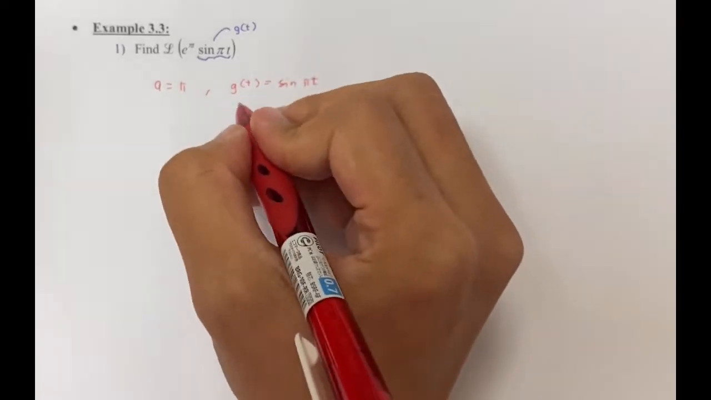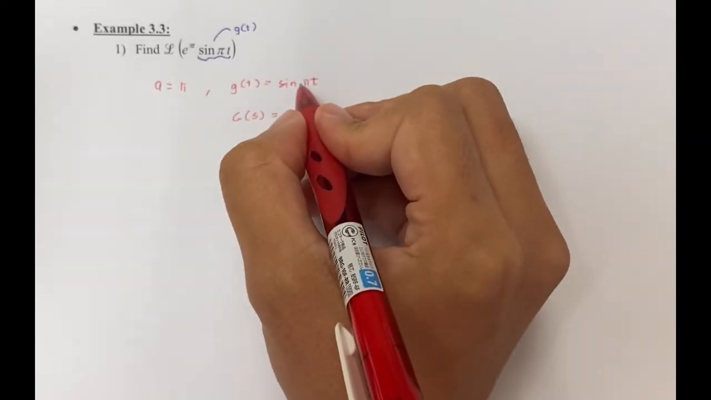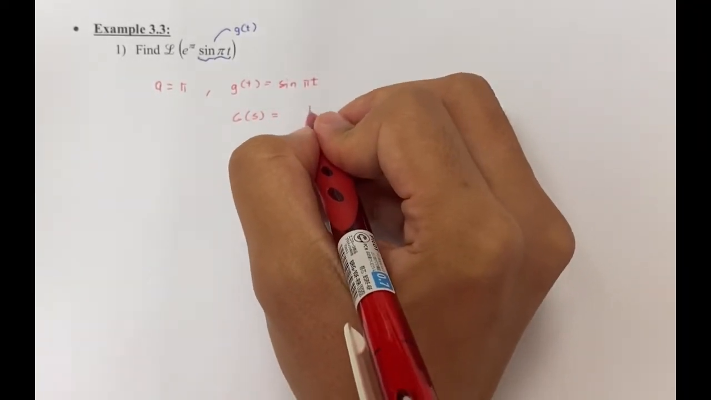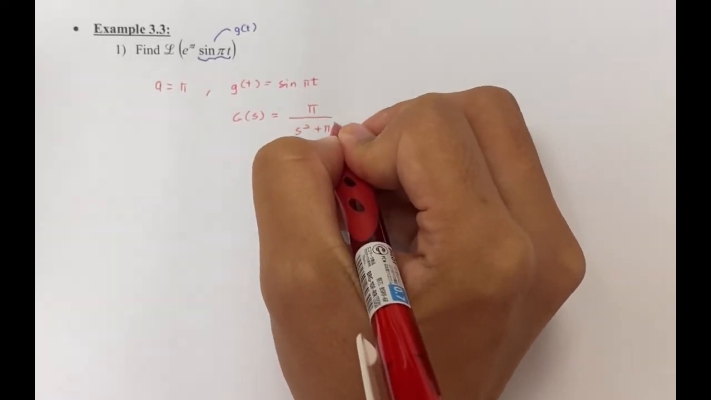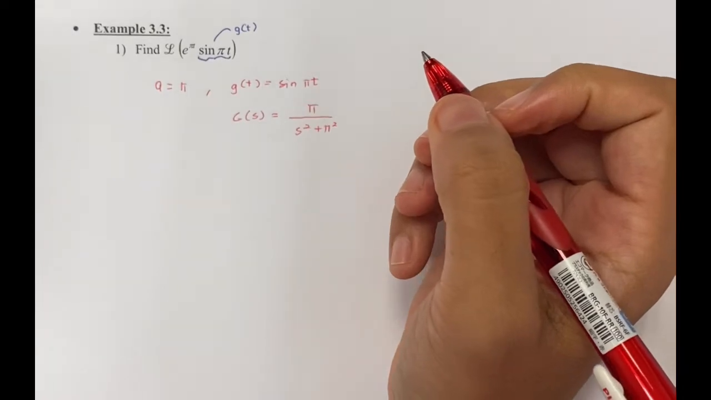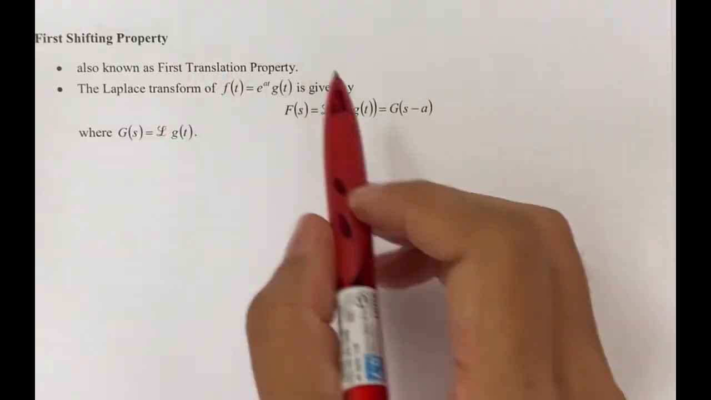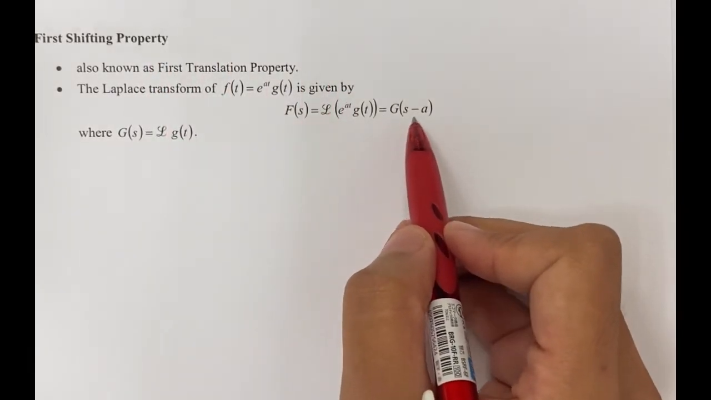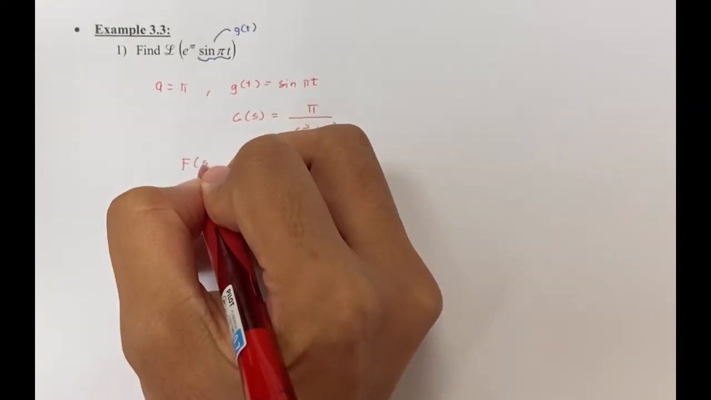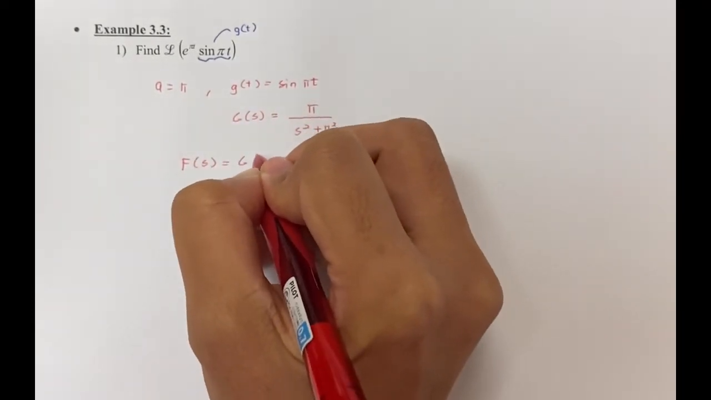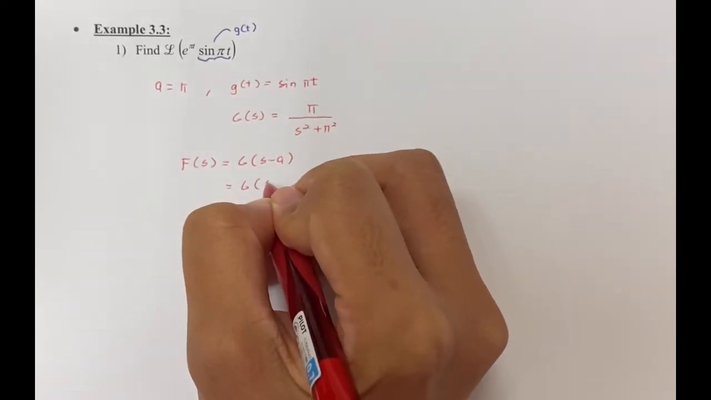And then from gt, find what is the Laplace transform for gt. So the Laplace transform for sine pi t is equal to pi over s square plus pi square. Now you have the Gs. Okay, by using first shifting property, your Fs is equal to Gs minus a. So Fs is equal to Gs minus a, and substitute a is equal to pi.